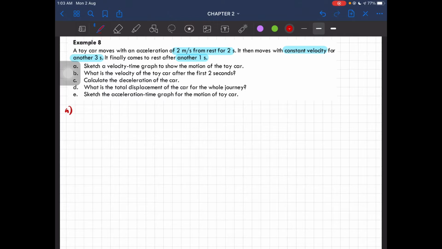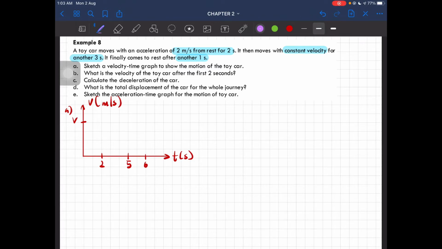Alright, so let's try to do that. There's a velocity axis, so velocity in meters per second, and then we have time in seconds. So we have maximum velocity, which is not given, so let's just write v there. But we have 2 and then another 3, so 2, 3, 5 and then another 1, 6.